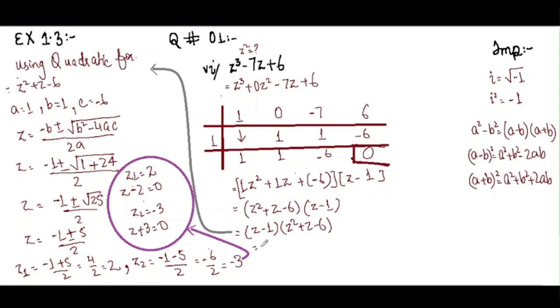So the first factor was z minus 1, which we will write as it is. The next factor, z square plus z minus 6, we have just simplified into these two terms, z minus 2 and z plus 3. So we are going to write here z minus 2 into z plus 3. So this is our answer for this question.